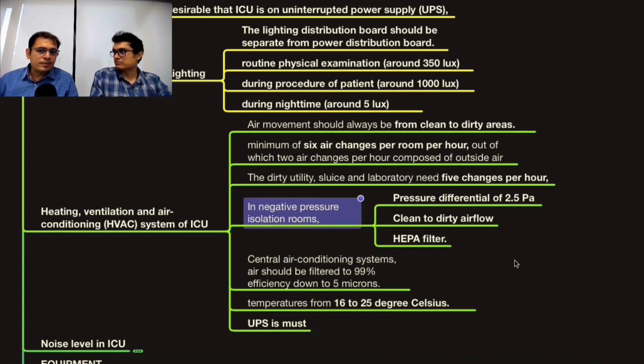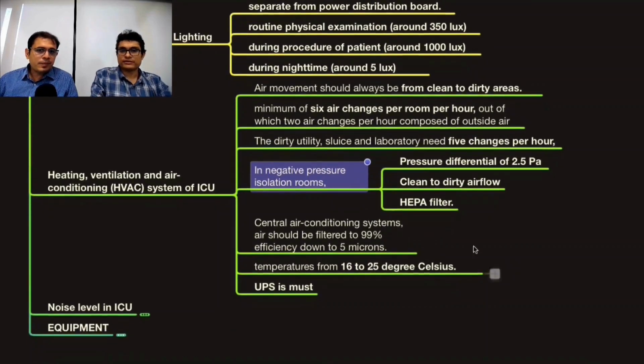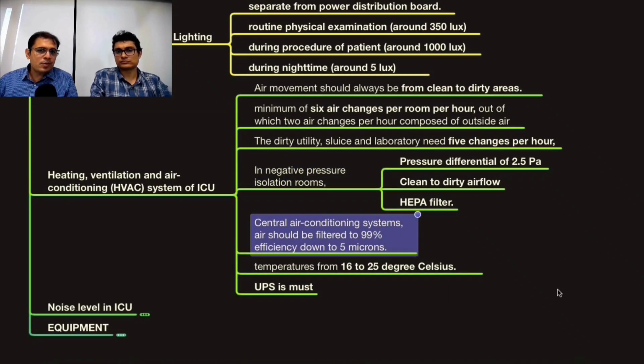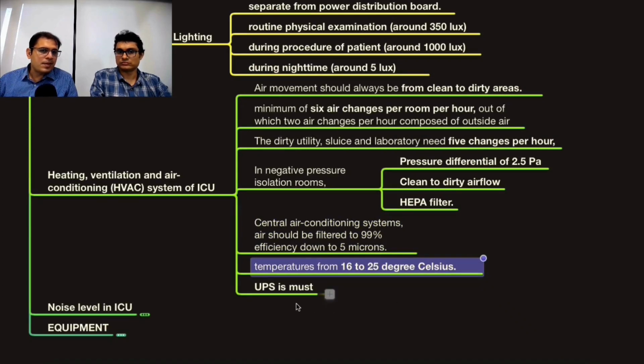HEPA filters are in all the guidelines for the ICU and the OT, right? And the central air conditioning system should filter with 99% efficiency down to 5 microns. Temperature is to be maintained according to the seasons. It can be kept between 16 to 25 degrees, and UPS is a must. UPS is a must. So please give all due diligence when you are choosing an HVAC system, because it will be the deciding factor for the quality of your ICU.